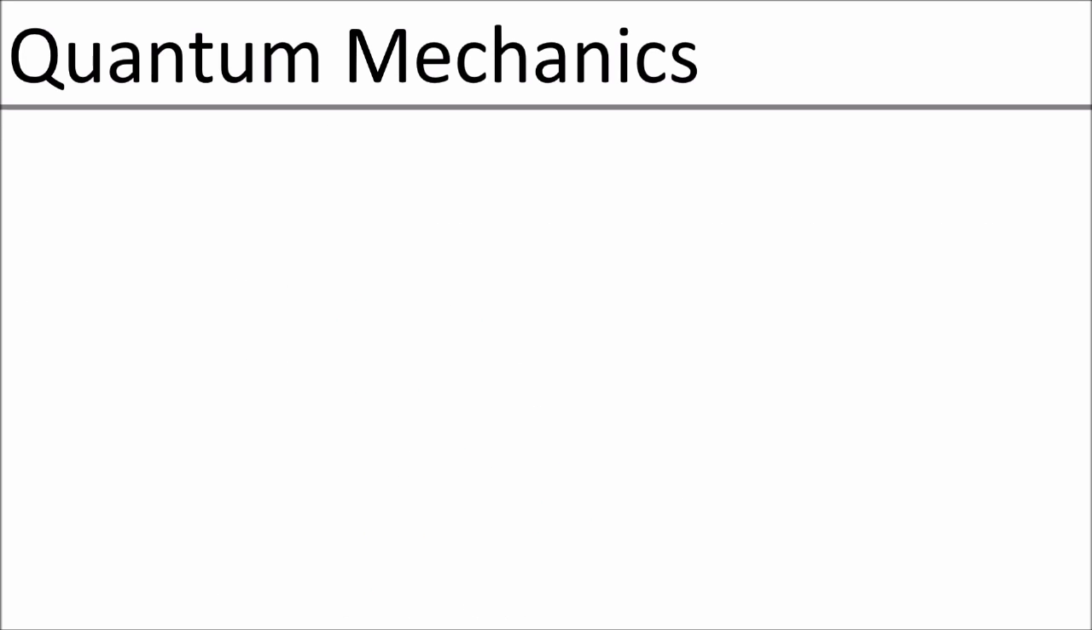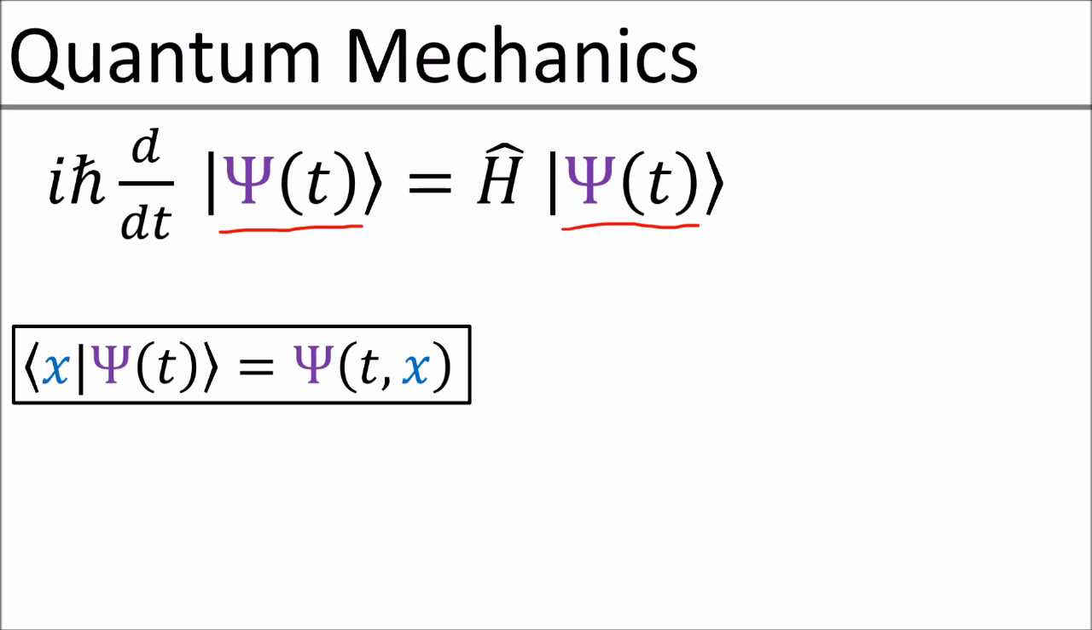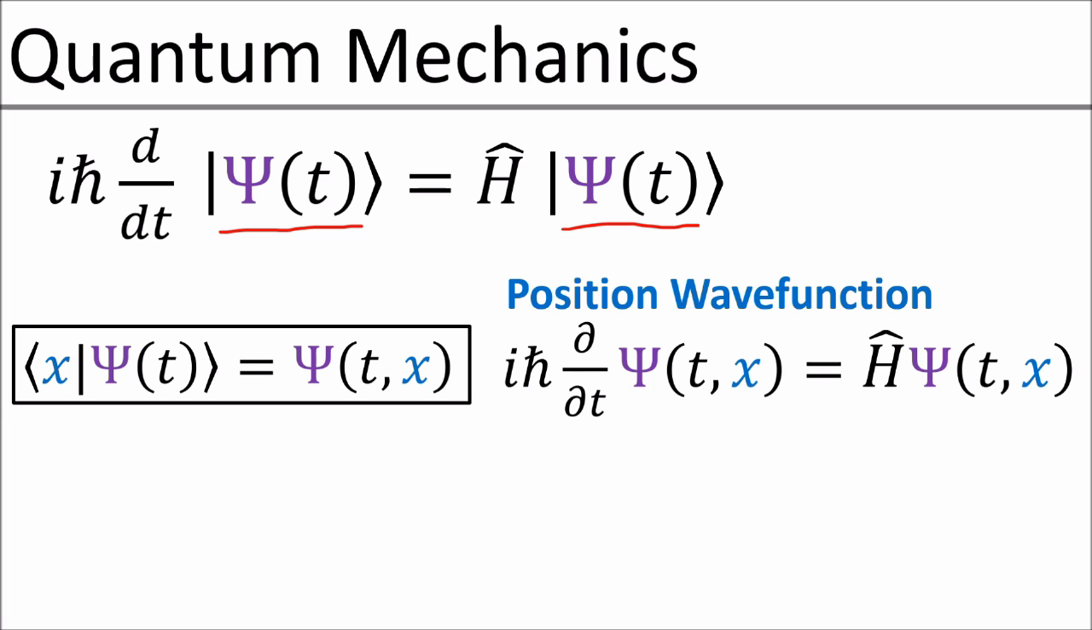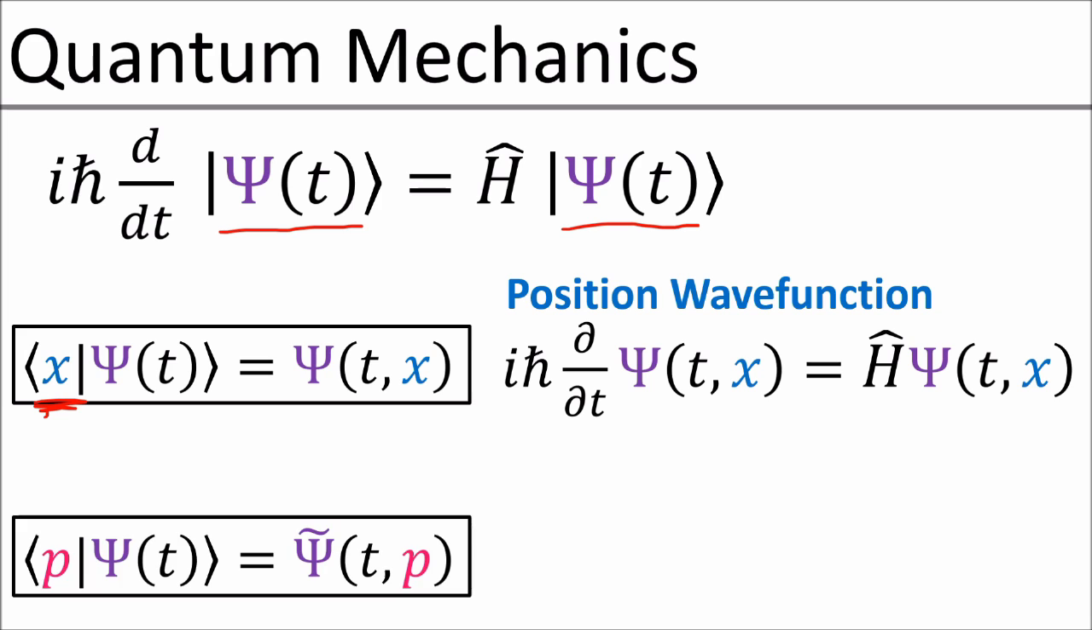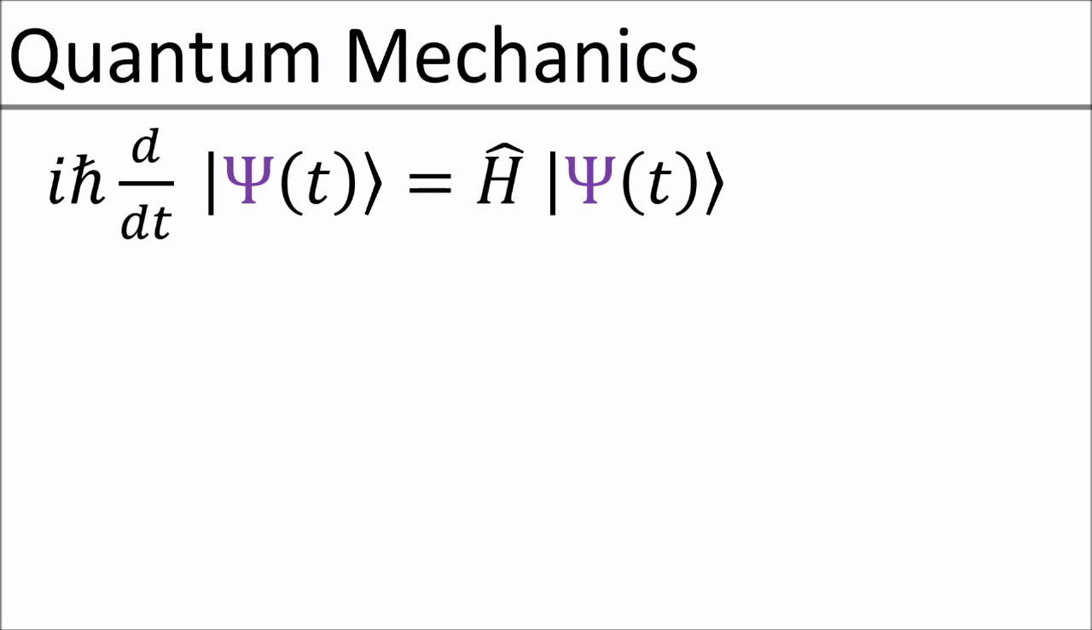Now, I want to stress that the true Schrödinger equation is about the time evolution of the abstract state vector psi of t. The position wave function version of the Schrödinger equation is just one possible representation of the Schrödinger equation in the position eigenstate basis. We could just as easily apply momentum eigenstates to the psi of t state and get the momentum wave function version instead. So the Schrödinger equation is really about the time evolution of the state vector psi of t.